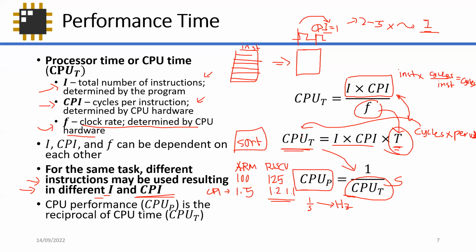Just so you know, this will be our working equation. CPU time is the total number of cycles, which is the number of instructions times the cycles per instruction, times the cycle time or the clock period. Okay, it's very easy. It's only just three values.